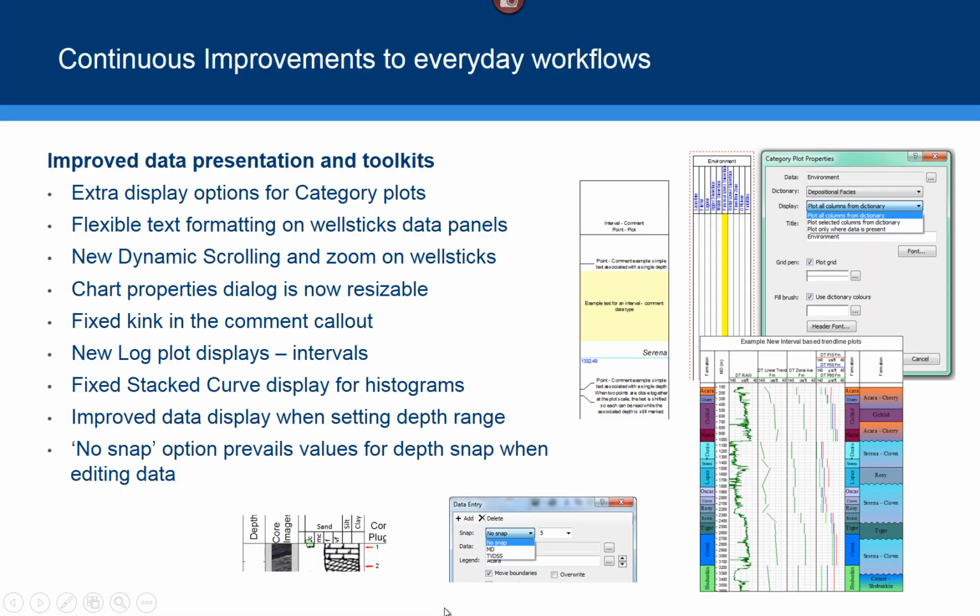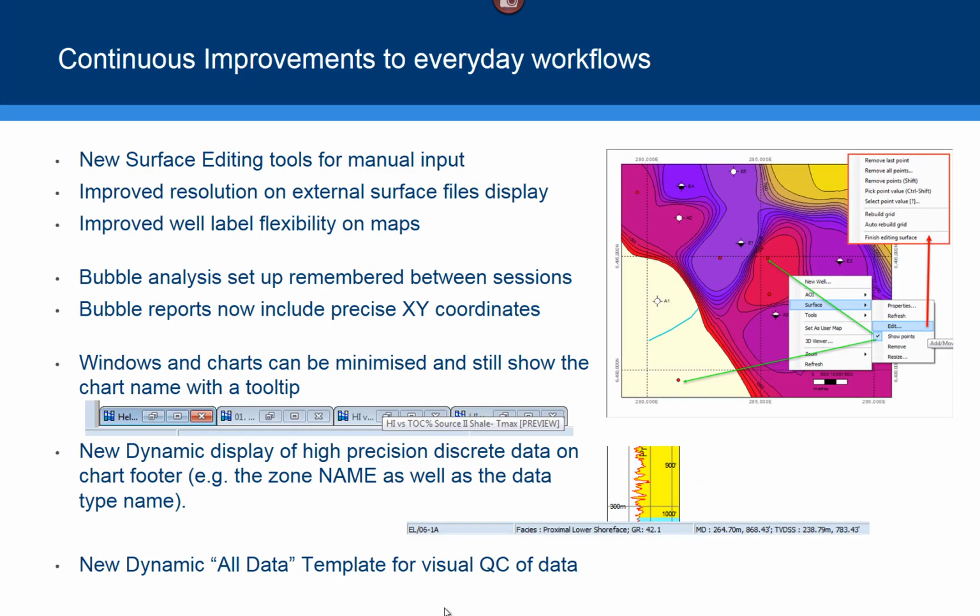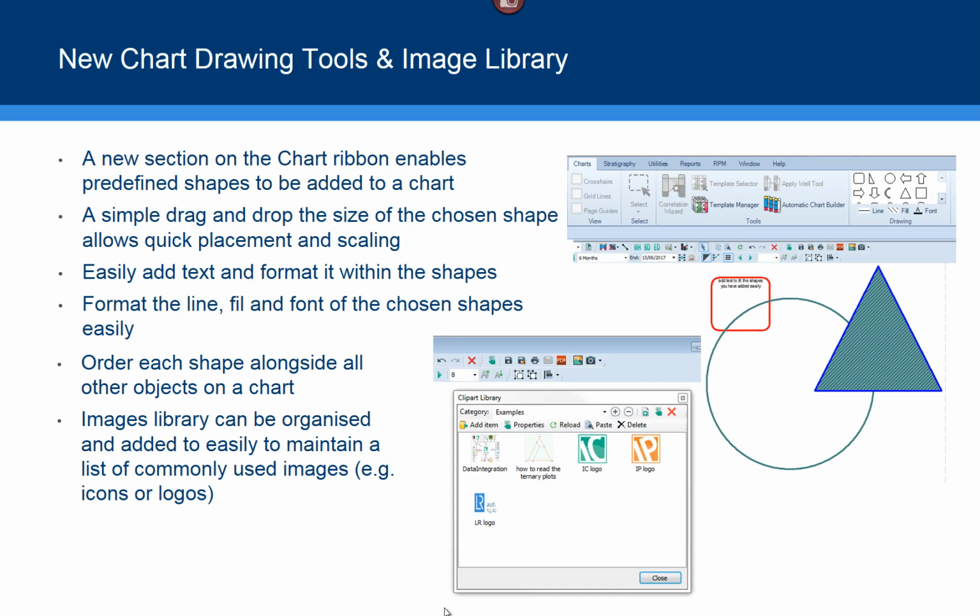So we've looked at some of those display options for our well sticks, our zooming and scrolling options that were added in, our new category plot styles, our editing of a surface via manual adding of control points. We've looked at that kick plate where we see that extra information, and we've had a look at those dynamic templates, and we have those new shapes and the clip art library, all in IC 2018.